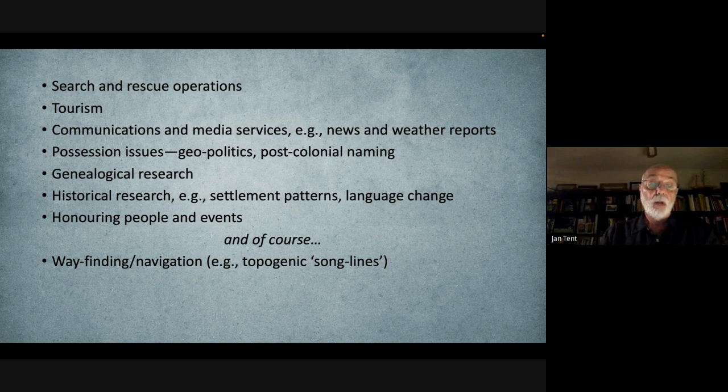An example of this is toponymic song lines. Now, song lines are used by the Australian Indigenous people to find their way from one part of the country to the next. And they can sing their way through the country by naming places in the right order, and they can find themselves, they can find their way.